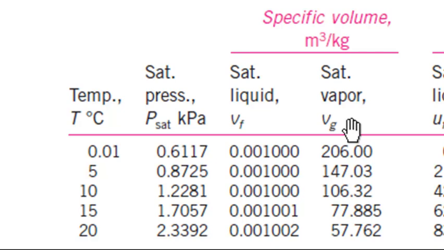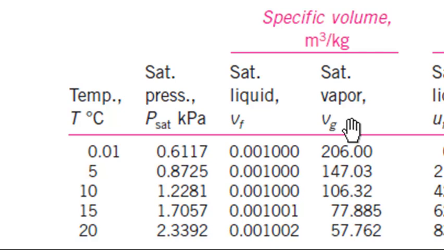The question is now, how can you use that to figure out where you are on this table? Well, density is the inverse of specific volume. Less dense is a larger volume.